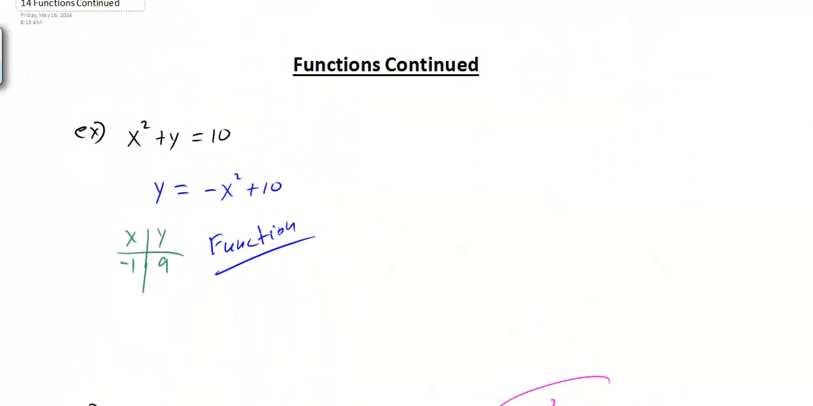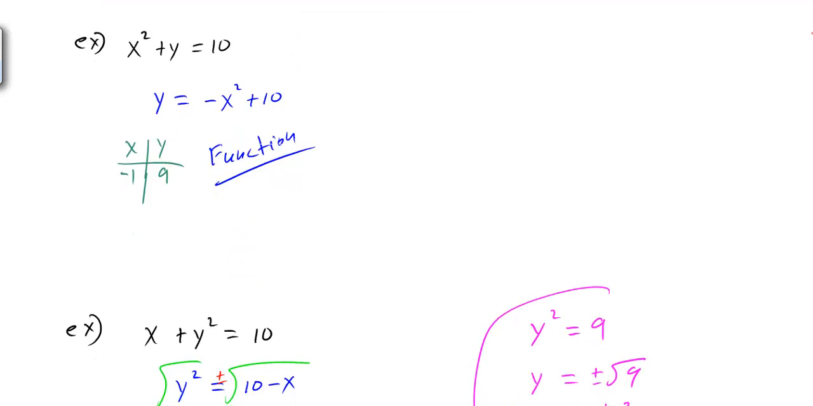So the easiest way, if you have an equation, to identify whether you have a function or not is you can simply look at solving for y and see if you end up with two different y values for one particular x value.